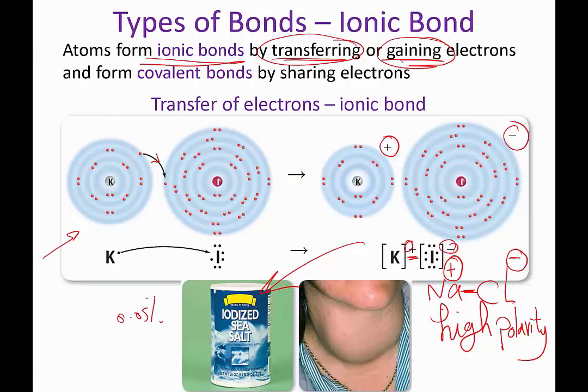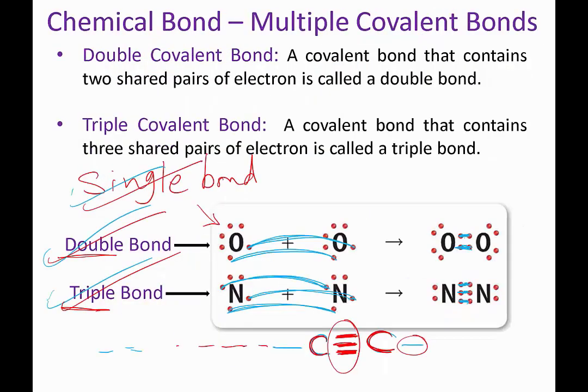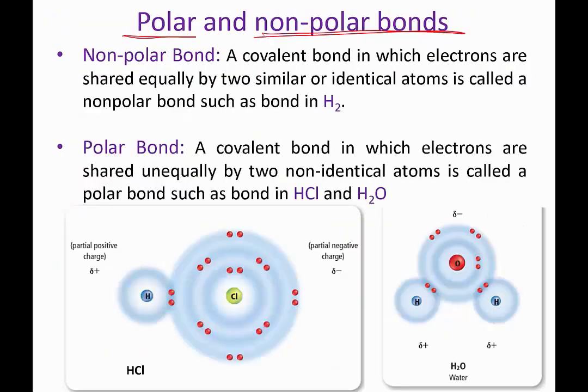Okay? But what about the covalent bond? Does the covalent bond have polarity or not? Let's see. Sometimes yes, sometimes no. Sometimes the covalent bond is nonpolar. Sometimes the covalent bond is polar. What does it mean? Let's look at the nonpolar bond at the beginning.